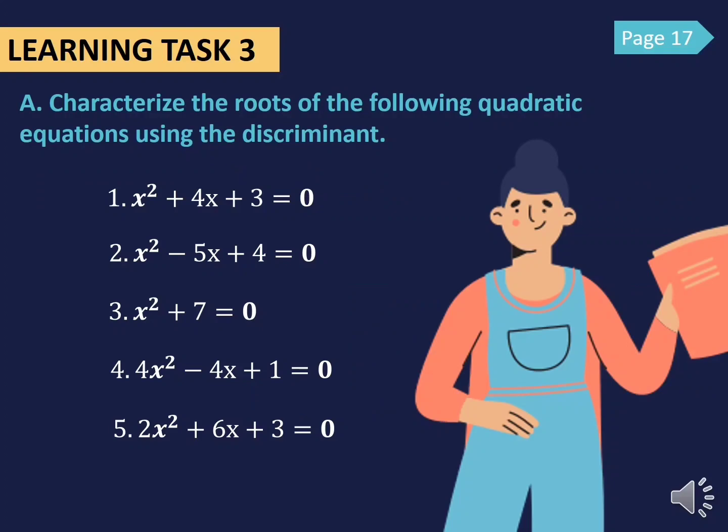And for your learning task number 3 on page 17, characterize the roots of the following quadratic equations using the discriminant. So, what are we going to do? You have there 5 equations. You just need to apply what we have learned in our previous activities. So you will get the values of the real numbers in order to solve for the discriminant. And after finding the discriminant, you have to characterize the roots, meaning you have to find the nature of the roots.